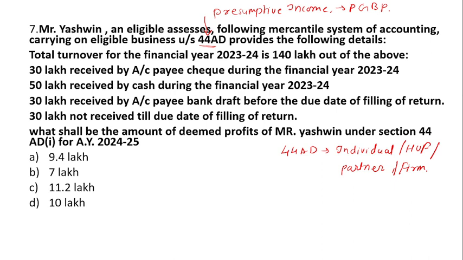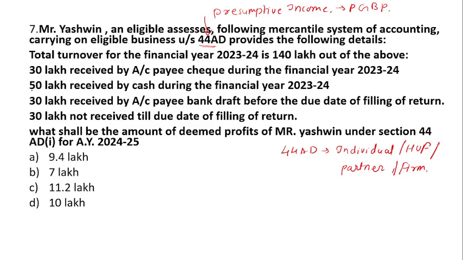In this question, you know that 30 lakh was received by account payee cheque, and 30 lakh was received by account payee bank draft. So the total is 30 lakh plus 30 lakh. What is the total? That is 60 lakh. On 60 lakh he will get a deemed profit of 6%.